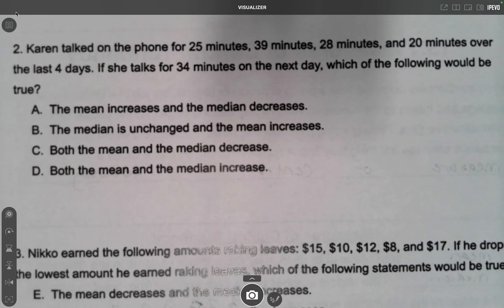Okay, Karen talked on the phone for 25 minutes, 39 minutes, 28 minutes, and 20 minutes over the last 4 days. If she talks for 34 minutes on the next day, which of the following would be true? The mean increases and the median decreases. The median is unchanged and the mean increases. Both of them decrease or both of them increase. Okay, so we're going to find the mean and the median for these 2 scenarios.